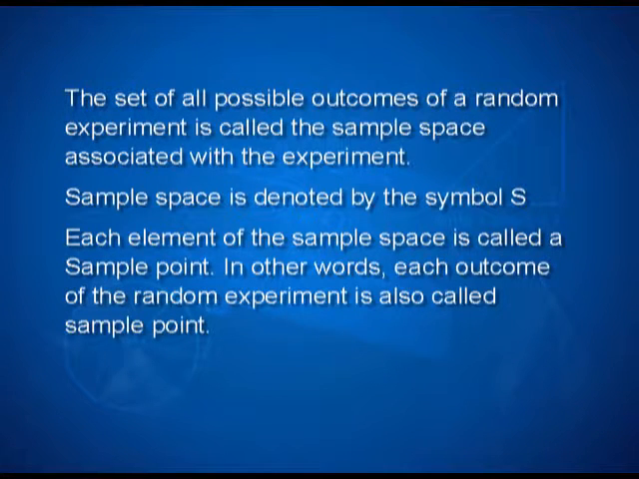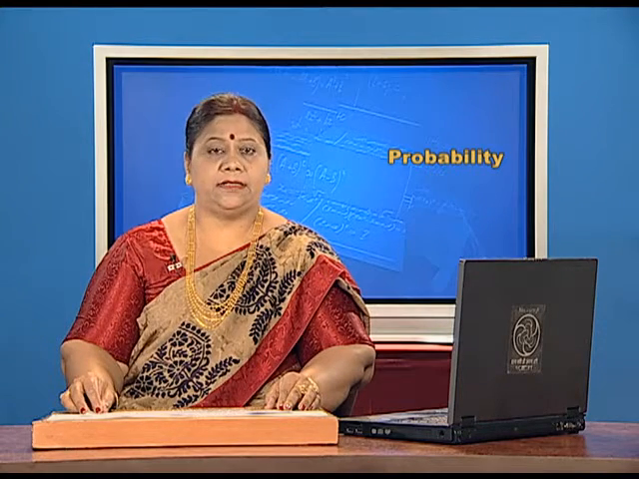Sample space is denoted by the symbol S. Each element of the sample space is called a sample point. In other words, each outcome of the random experiment is also called a sample point. Let us now consider some examples. Let us look at this example.